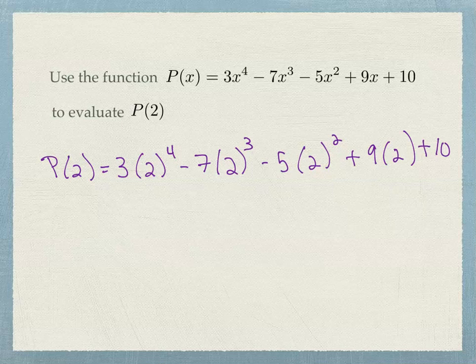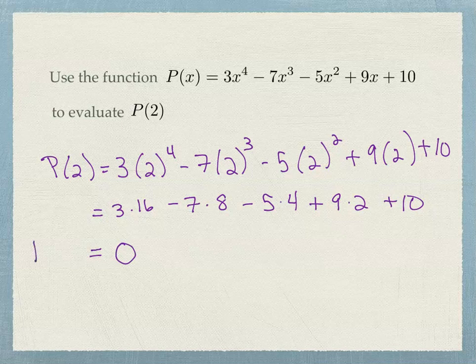So if you do all this out, you get that this is 3 times 16 minus 7 times 8 minus 5 times 4 plus 9 times 2 plus 10. And if you do all that correctly, you should end up with the fact that p of 2 is 0. Okay? It's doable. You could use a calculator. It works, but it's long. It's kind of annoying. So let's learn something else that could help us calculate this more quickly.